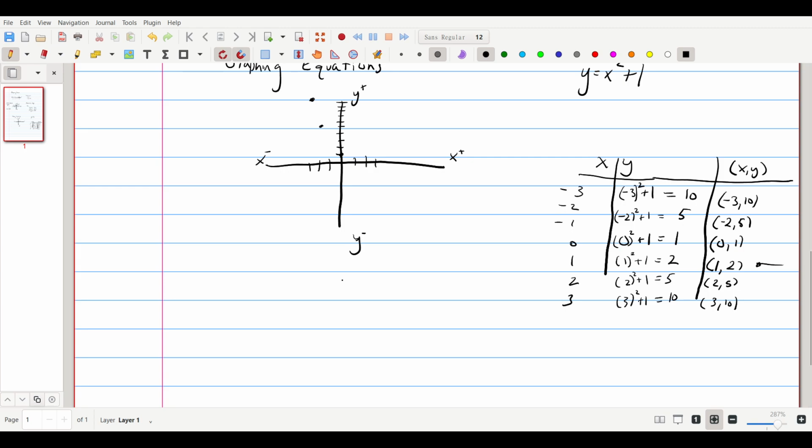Let's plot this point. We start at the origin, which is here. Move to the right 1, up 2, plot that point. Then let us plot 2, comma 5. So now we're working with this point. If x is 2, y is 5. 1, 2, 3, 4, 5.